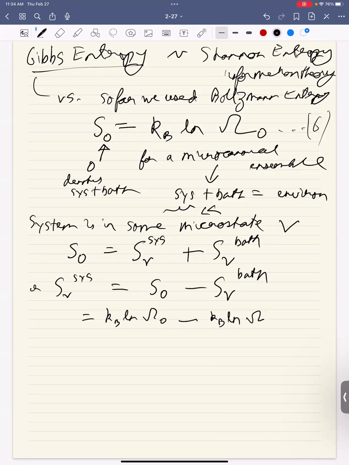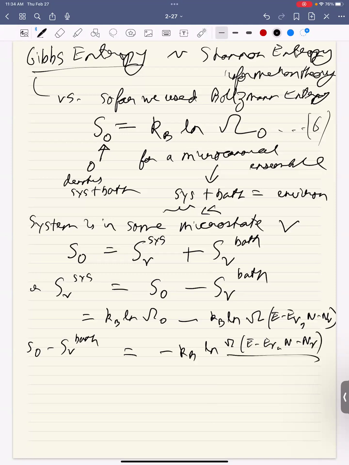Because the total is N and E, and you are saying the system has N nu and E nu, then the bath must have N minus N nu and E minus E nu, right? So we can use the microcanonical formula for that particular setup. It will be omega of E minus E nu and N minus N nu. So we can combine these two and write S naught minus S nu bath is equal to minus KB ln of omega of E minus E nu, N minus N nu, divided by omega naught.